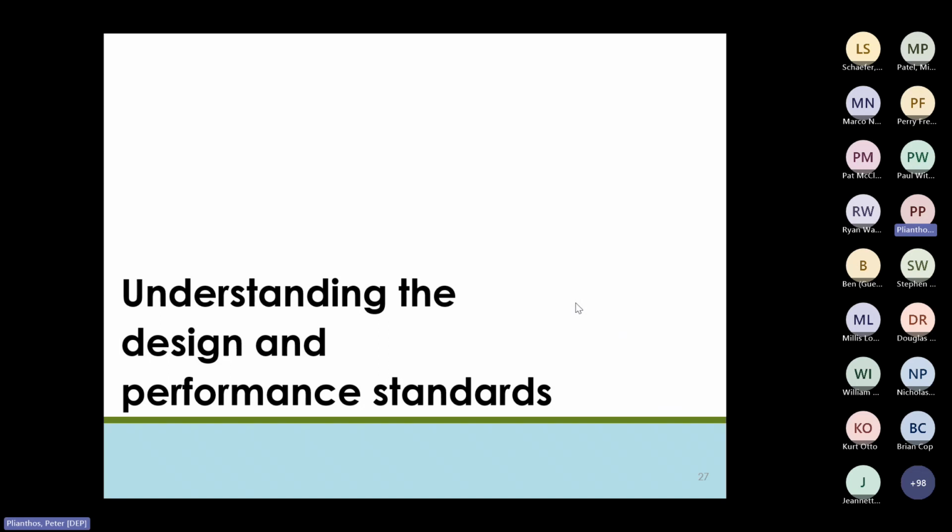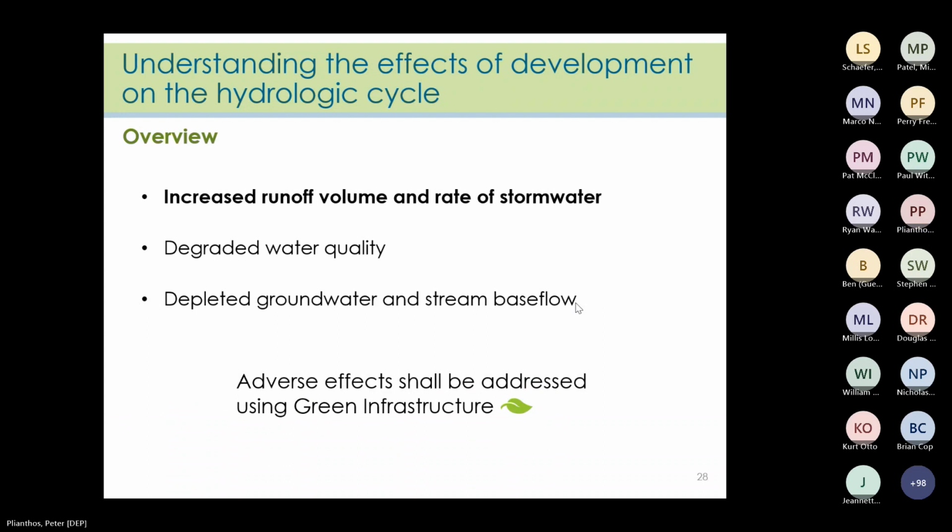In the last part of this presentation, we'll take a look at the design and performance standards in place to address the adverse impacts of land development that we discussed previously. These standards are found in the Stormwater Management Rule, Title 7, Chapter 8, or 7:8. As a reminder, here's an overview of those adverse effects of development previously discussed.